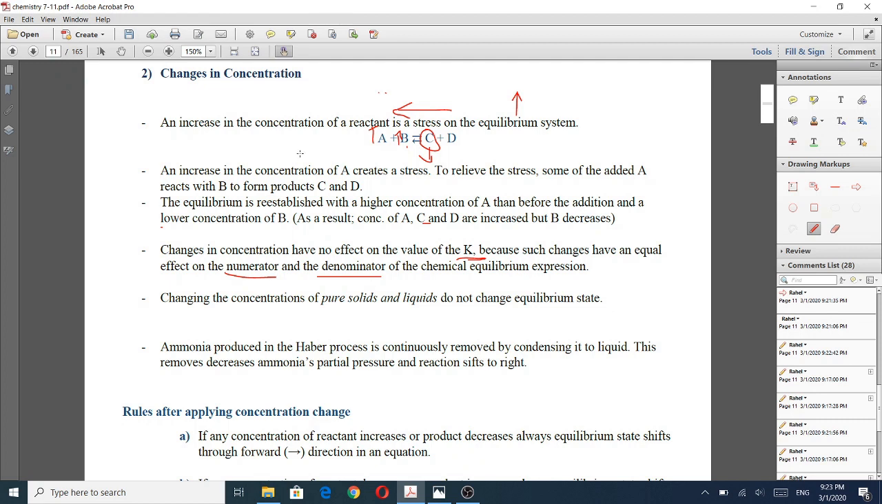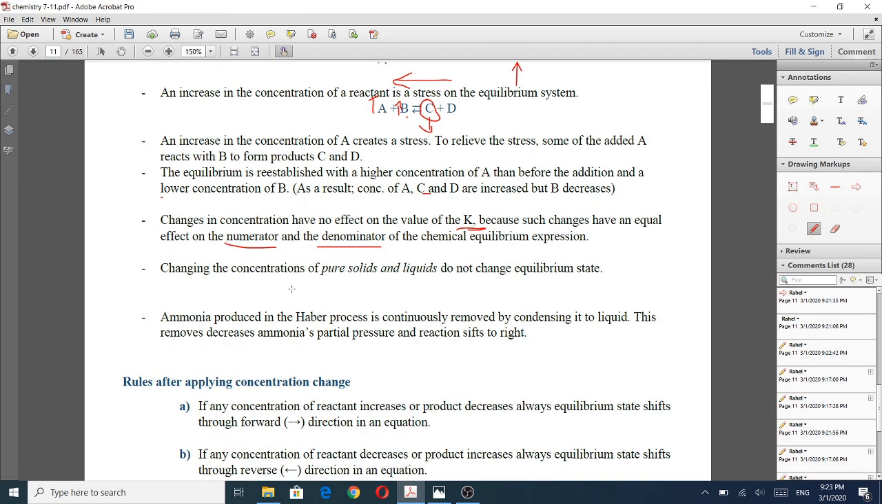by changing the concentrations. But when we talk about concentration, you have to be very careful that we talk about aqueous solutions and gas reactions or gas substances. Having pure solids and liquids, we didn't care about the concentration because the concentrations are very high and they don't change, they remain constant. That's why changing concentration of solid and liquid would have no effect on the equilibrium state.